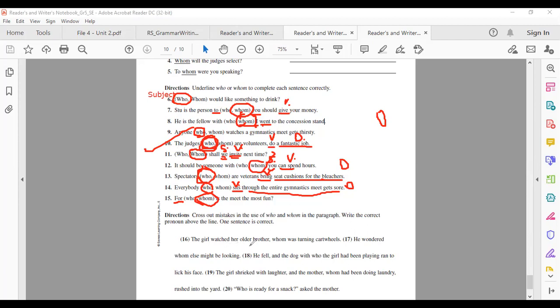The girls watched her older brother, whom was turning cartwheels. So here he put whom, and I will read the sentence after it. Was turning cartwheels. This is the verb. Turning what? Turning cartwheels. This is the object. I have object and verb. What is the missing? Is it whom? I should put whom here? No, I should put who. Excellent. So here I should cross out whom and put who, because he is mistaken.